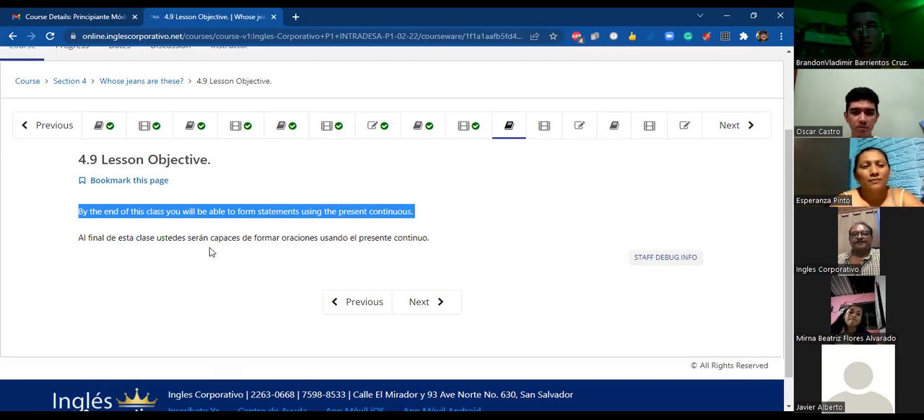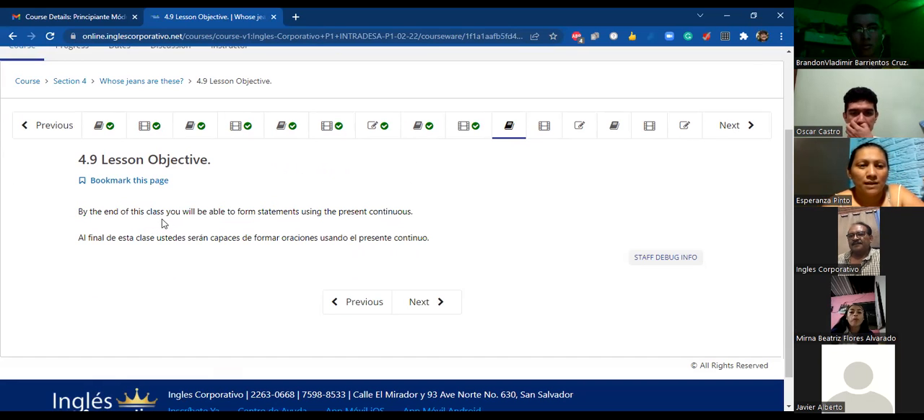¿Me lo puede leer? Es lo que está en azul. By the end of this class, you will be able to form a statement using a present continuous. Present continuous. Ok, very good. Y lo voy a felicitar hoy. Veo que están aventando un montón. Very nice. So, good. You see? Sin miedo al éxito. Ok, you have to speak a lot and practice. Very nice. Good. Ok, now we're going to see the present continuous.